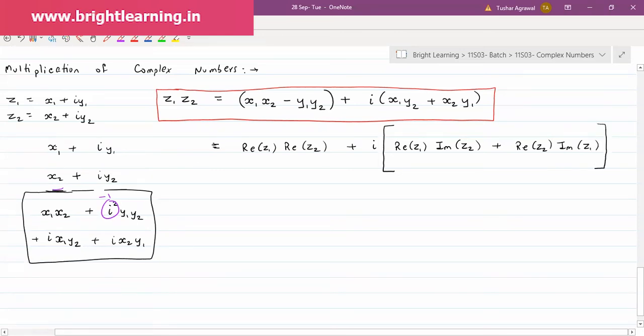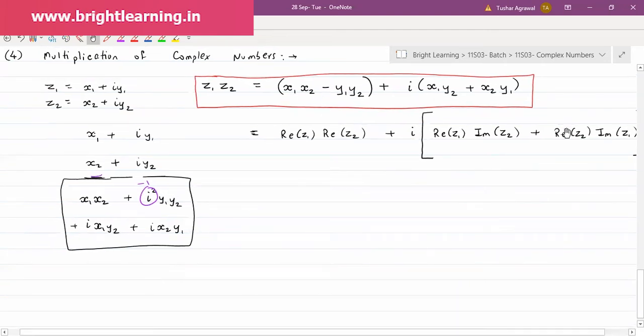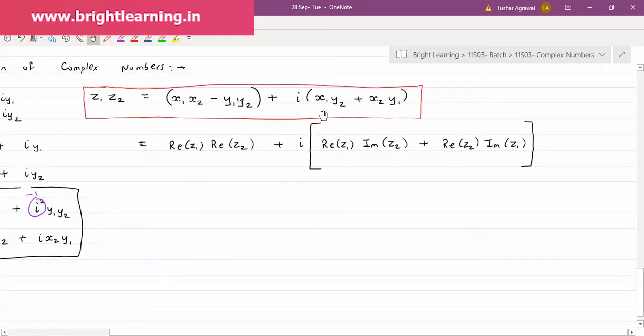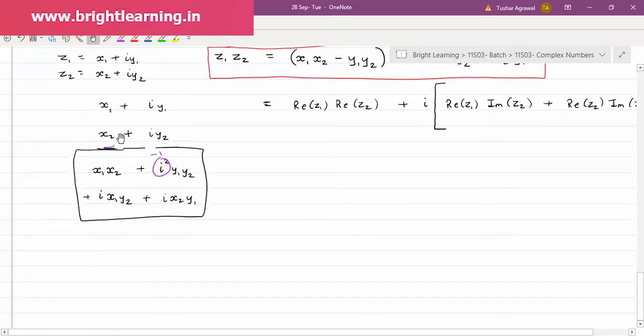But do we need to remember this definition? You do not need to remember it, because this ugly looking, complicated definition was given with the intention of satisfying the distributive law. So during the exam, if I ask you to multiply two complex numbers, don't memorize this definition. On the paper, just do the cross multiplication of binomials as you do.